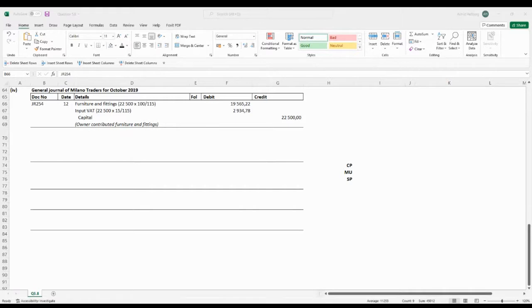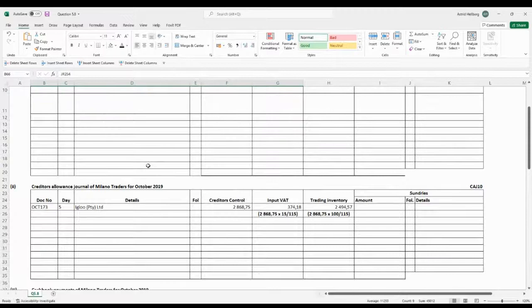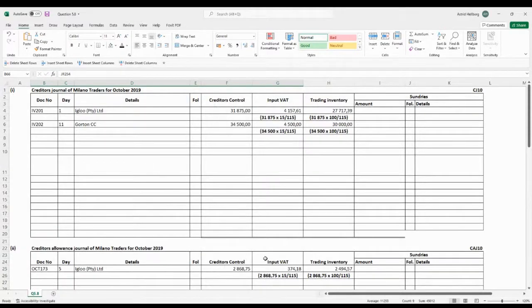On the CAJ, isn't the VAT output VAT? Okay, so your question is on the CAJ, our allowances. Yes, you are correct. Well done for spotting that. So this should be output VAT and not input VAT.